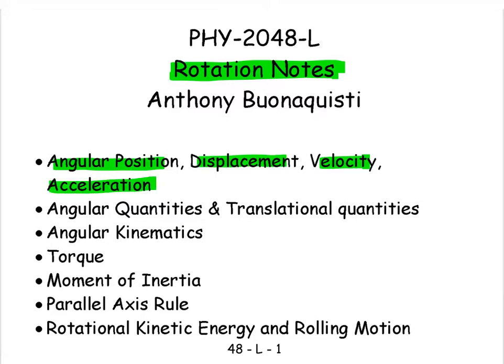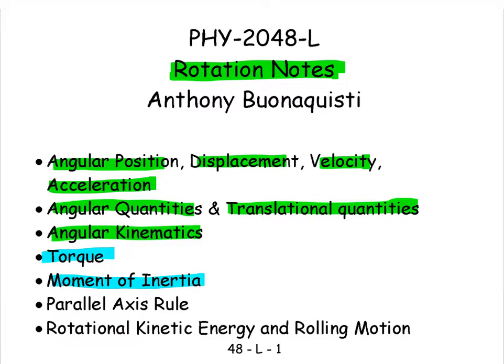We're going to look at how angular quantities and translational quantities relate. We're going to use angular quantities to do kinematics. And then we're going to look at torque. Torque is the angular version of force. It's the turning effect of a force which is not aligned with a hinge. We'll look at moment of inertia. And then we'll also look at the parallel axis rule.